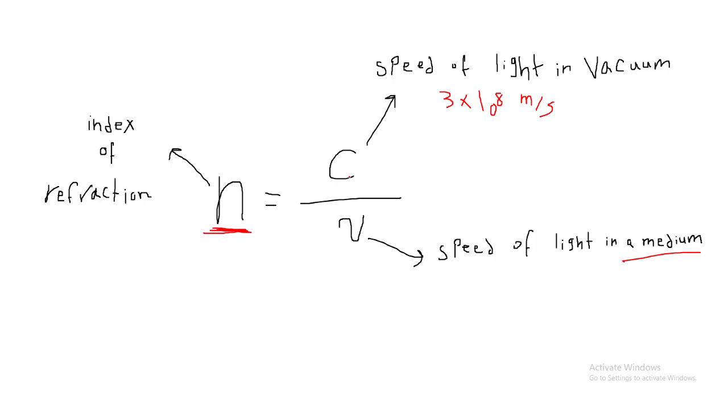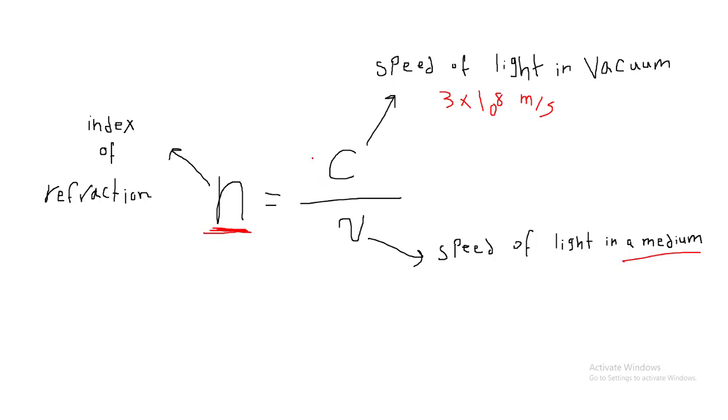So we denote the speed of light in vacuum as c, which equals 3 times 10 to the power 8, and we denote the speed of light in a certain medium, like water or air or glass, as v, which is slower than the speed of light in vacuum.